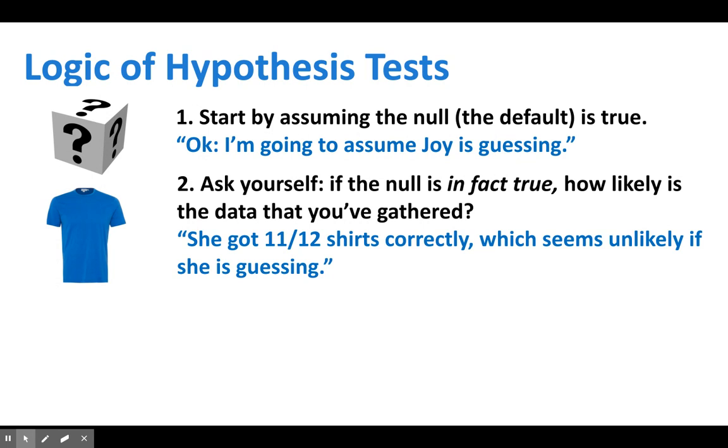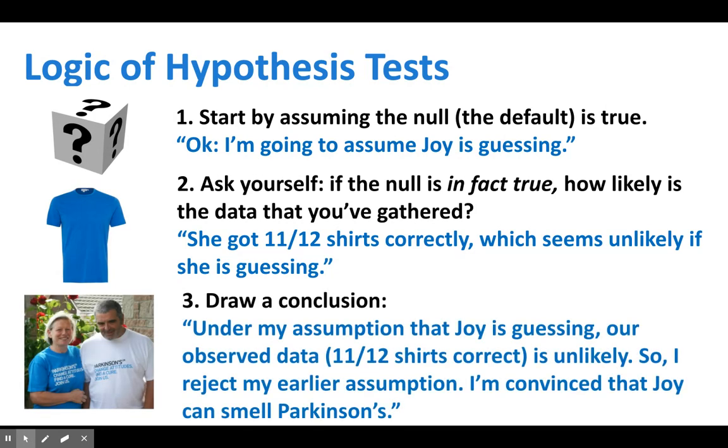Then you have to ask yourself, if the null hypothesis is in fact true, how likely is the data that you've gathered? So basically, if she was really just guessing, how likely is it that she got 11 out of 12 shirts correct? If she's just guessing, how likely is it really that she gets 11 shirts right? And then from there, you draw a conclusion.